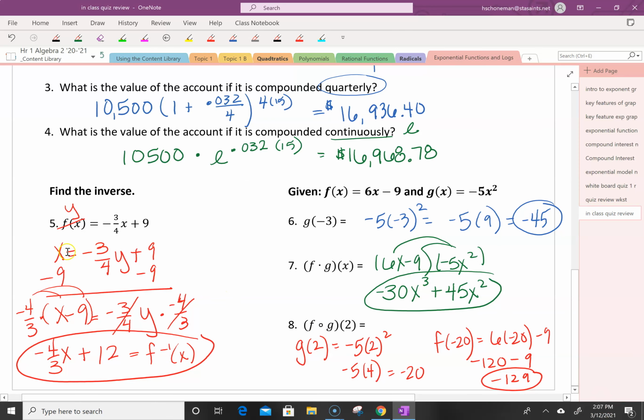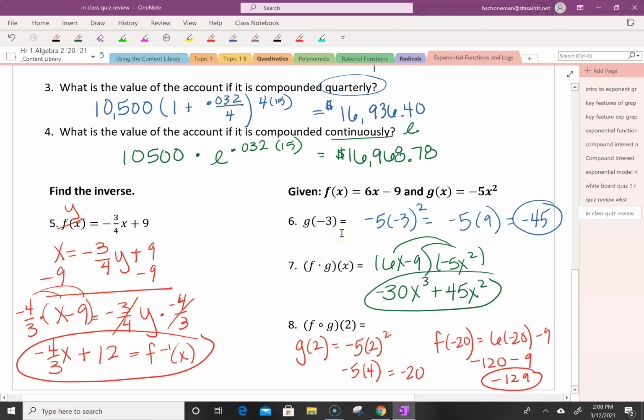On number 5, it says to find the inverse. And when we find the inverse, the first step is to flip the x and the y and then solve for y. So I subtracted 9 first, and then over here I multiply by the reciprocal. You do not change the sign. It's not the opposite reciprocal, it's just the reciprocal. Here, I'm distributing that reciprocal, so I got -4/3 x, then a negative times a negative is a positive. 9 divided by 3 is 3, times 4 gives me the 12 over here. Don't forget your fancy notation.